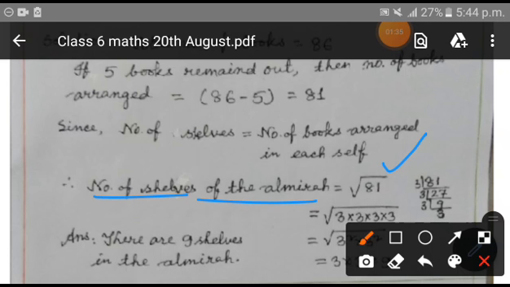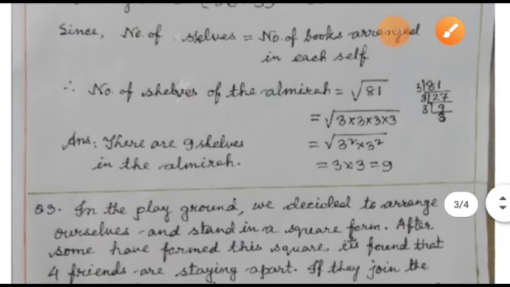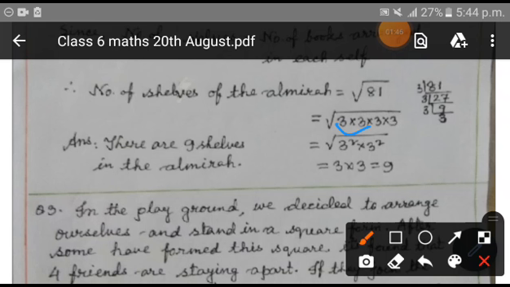So, root over 81. If you factorize 81, you will get 3 into 3 into 3 into 3. Now, that means in total you are getting four 3's. You can pair them up, and from a single pair, one number will come out. So, 3 into 3, which equals 9. So, there are 9 shelves in the almirah.